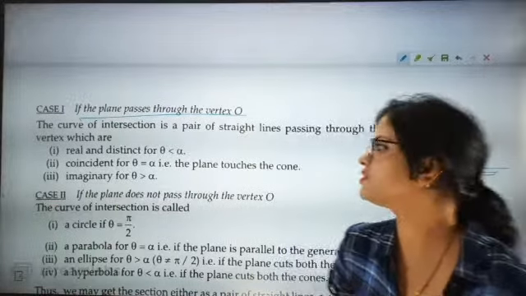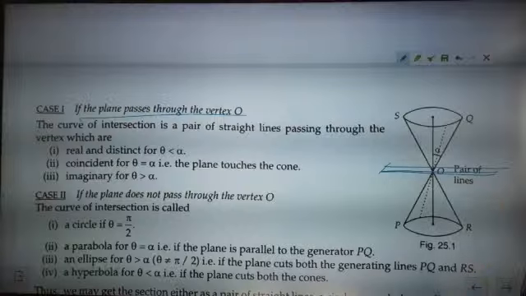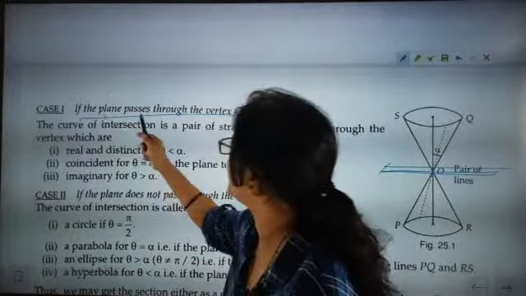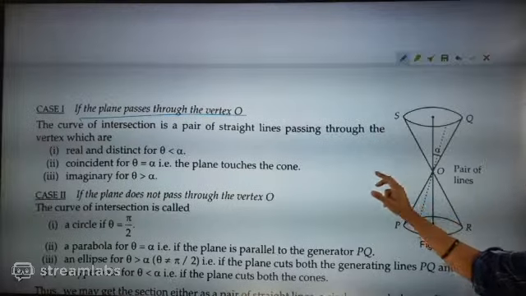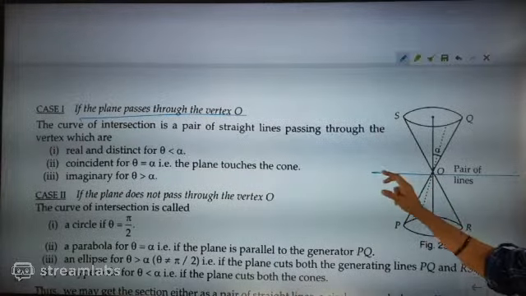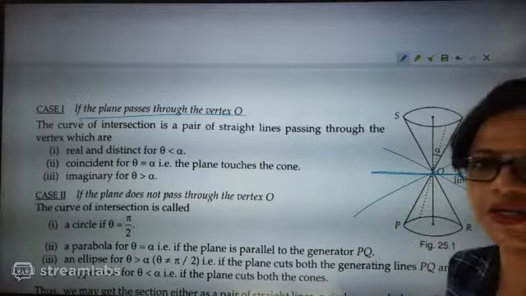Now I started with the cone cutting. So now we know that 2 cones we have taken. Now the first part is if the plane passes through the vertex O. So now we are allowing the plane to pass through the vertex O. So how many times is it going to cut like this? All the possible conics are there.